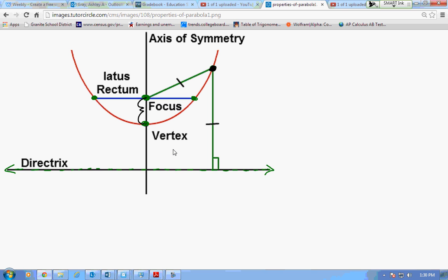Any point on the parabola, though, if you come straight down, perpendicular to the directrix, put the phones away, that length or distance is congruent to the same point being connected to the focus. You can do that all over the place. If I pick this point way up here, that length would be congruent to the length connecting the same point to the focus.